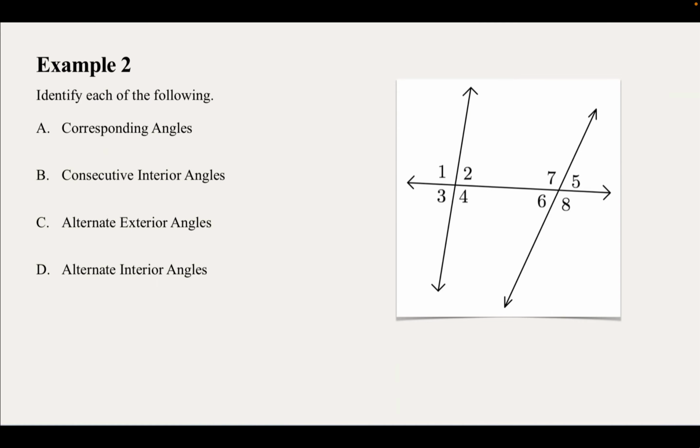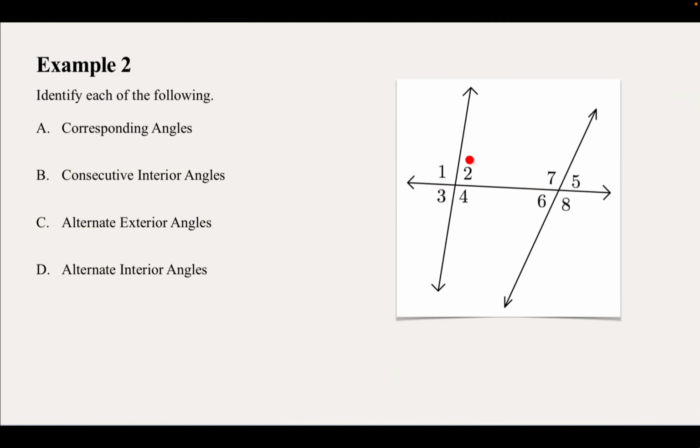Let's identify each of those four types of angles. When we have two lines or more than two lines and a transversal, we can have all of these types of angles. What we're going to do now is just learn how to identify them. So my two lines are these two right here. These are my two lines. And this is my transversal. This is the line that is intersecting those other two lines.